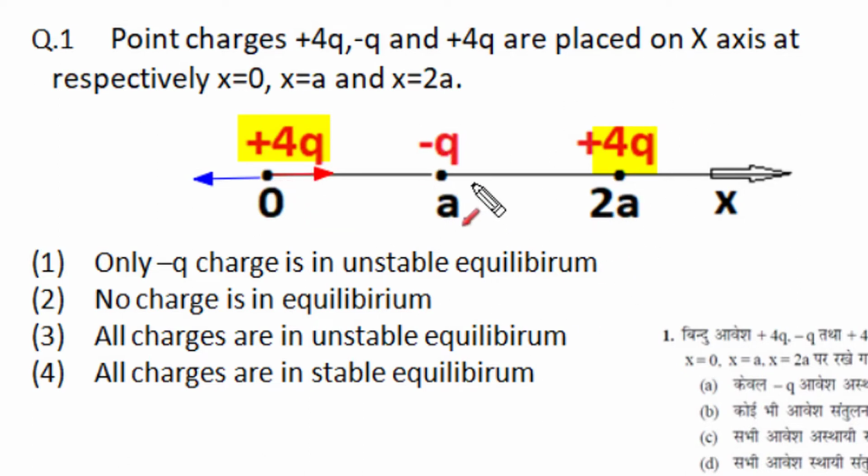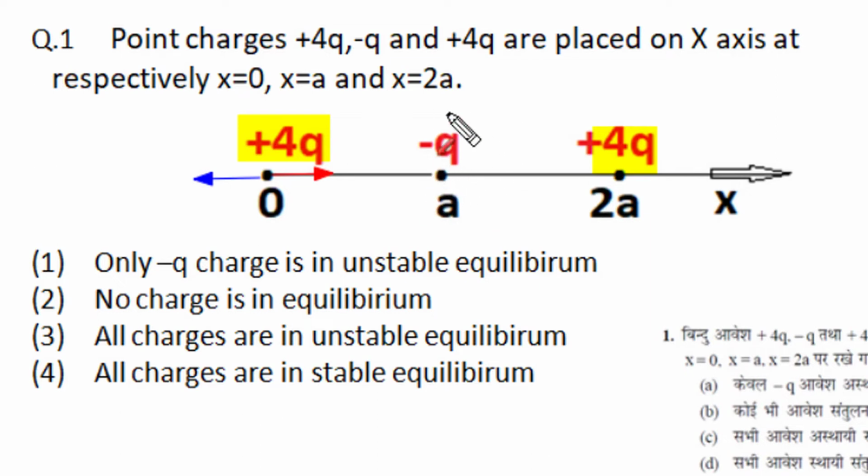So all three charges are in equilibrium, but if the charges are disturbed from their equilibrium position, say this -q is displaced to any side on the x-axis, towards either the origin charge or the 2a meter position charge, it will get attracted towards that direction.